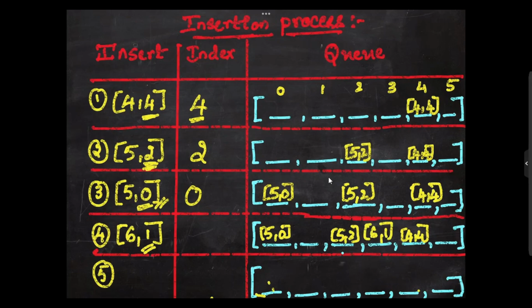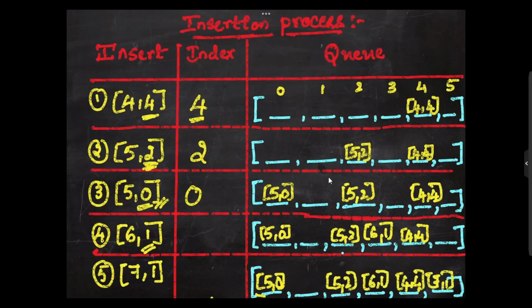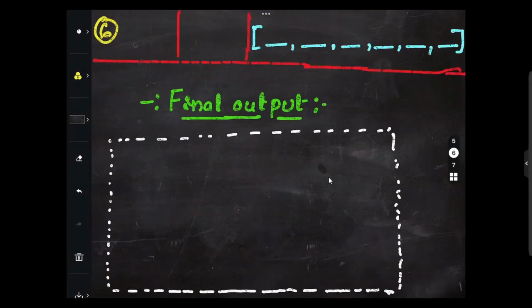Now we have to insert 7 comma 1. We are inserting this one at index 5, so this one will be last. Here I can write 5 comma 0, 5 comma 2, 6 comma 1, 4 comma 4, and we are inserting 7 comma 1 at index 5. I hope this is clear. Only one is left now, right?